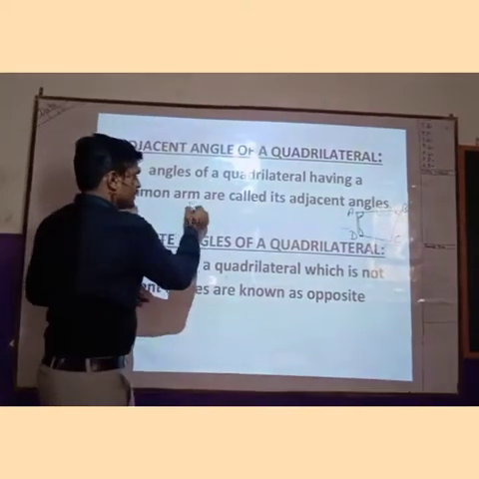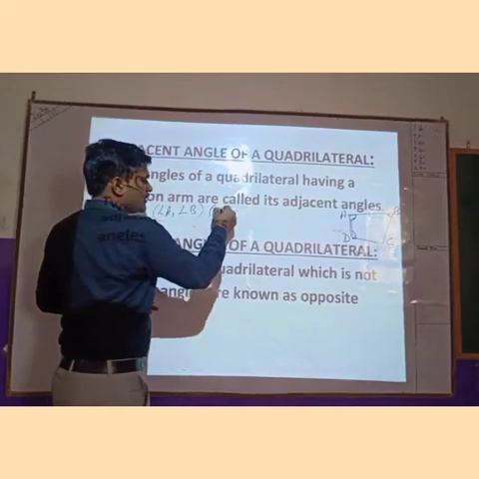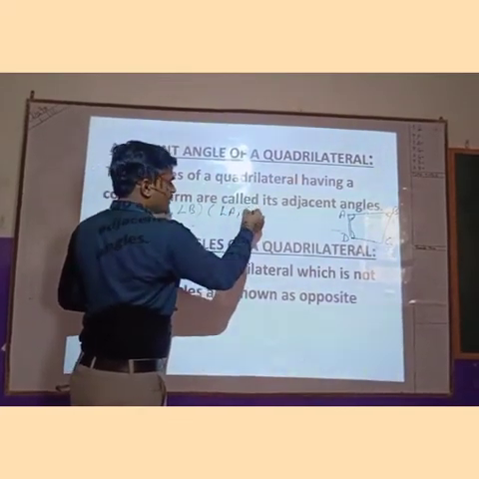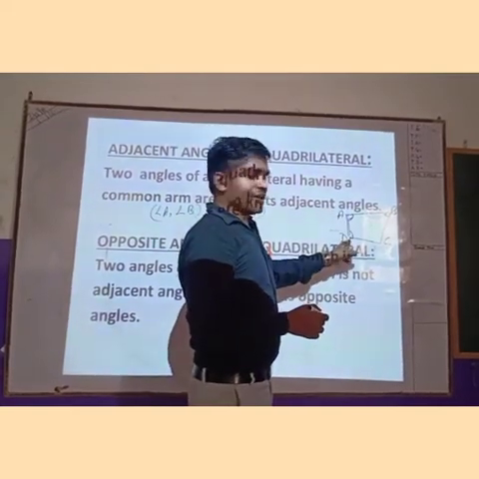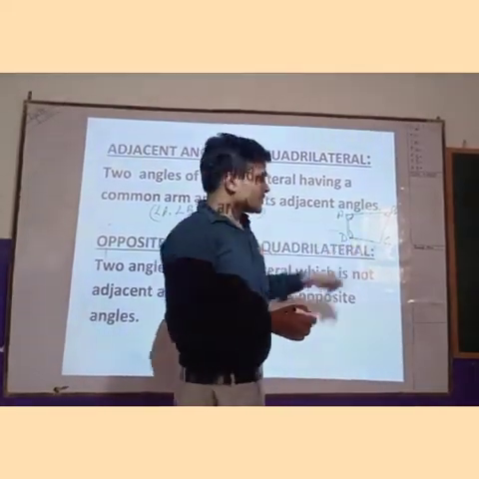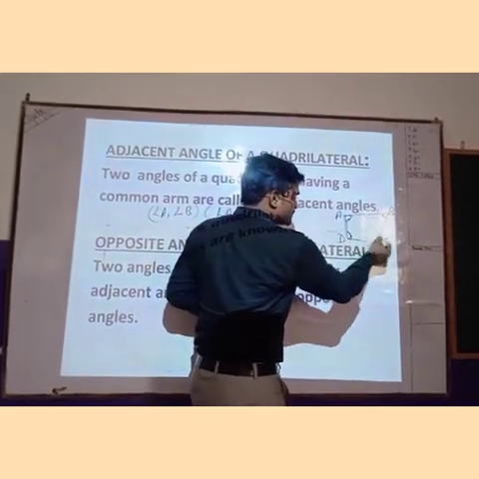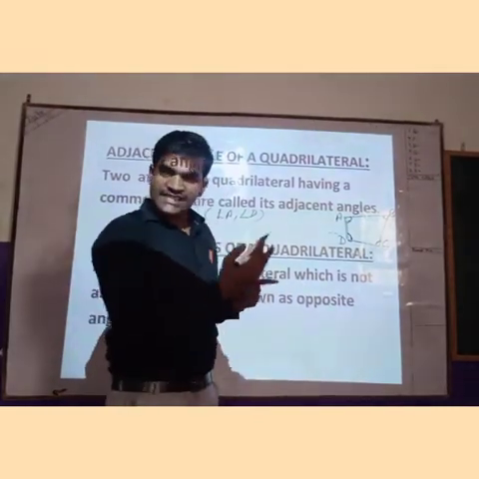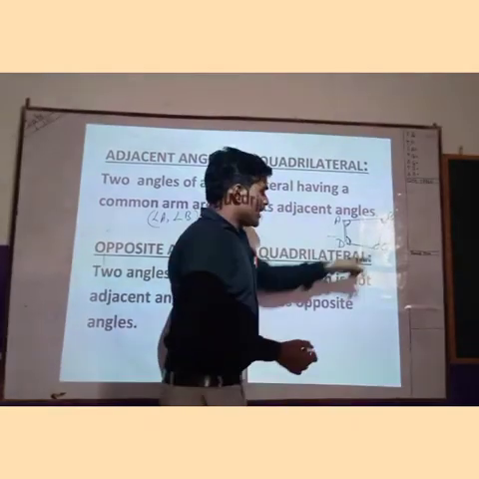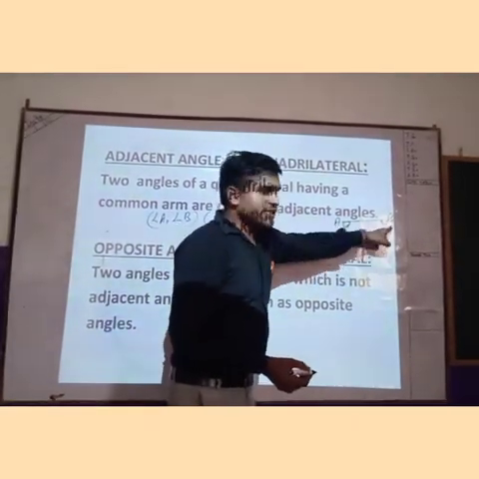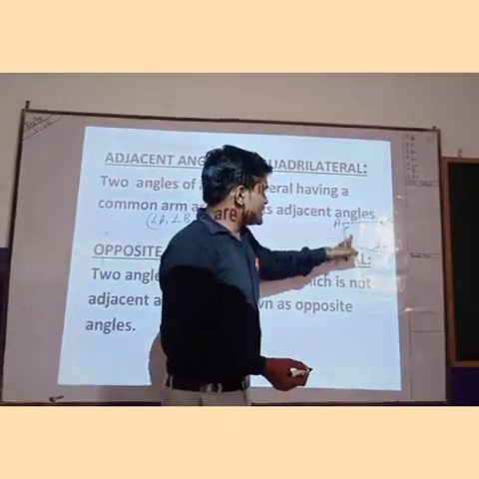So angle A is adjacent to angle D, because they have a common arm, AD, or we can say a common side. Angle B is adjacent to angle C because they have a common side, and angle C is adjacent to angle B. So angle A and angle B are adjacent angles, and angle A and angle D are adjacent angles.